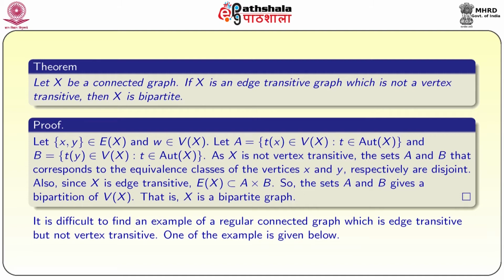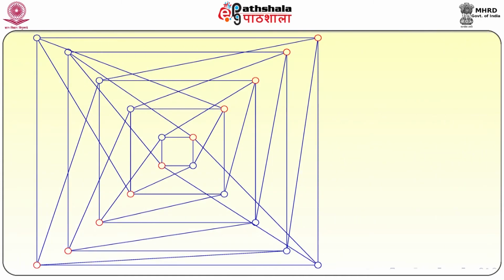It is difficult to find an example of a regular connected graph which is edge transitive but not vertex transitive. One of the examples is given below, but one has to check carefully. This graph is edge transitive but not vertex transitive, and further it is a regular graph.